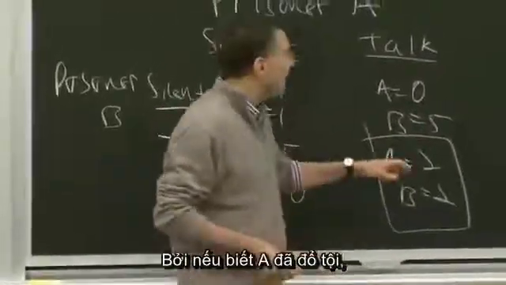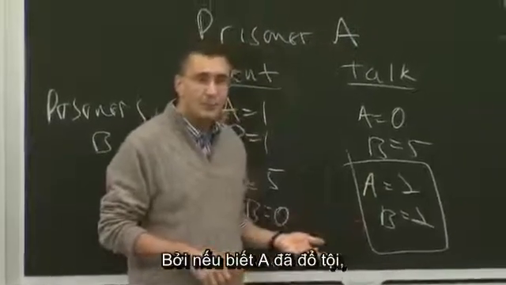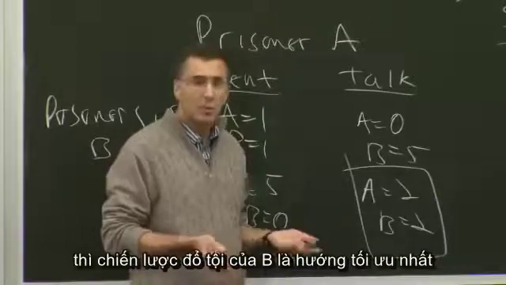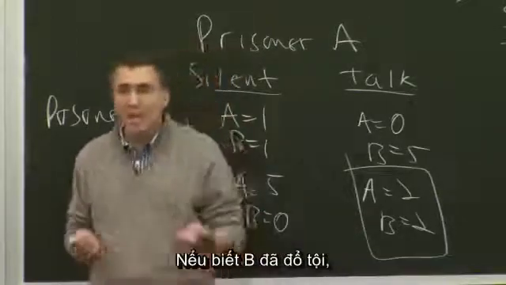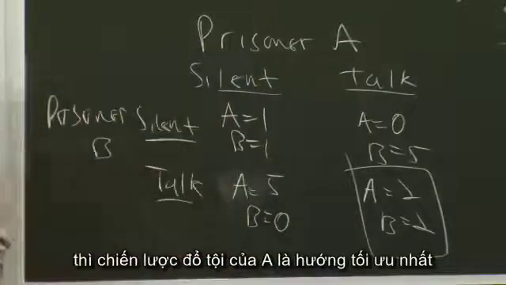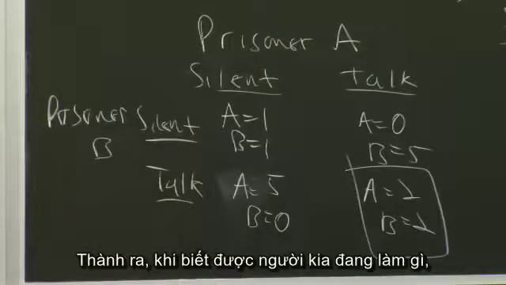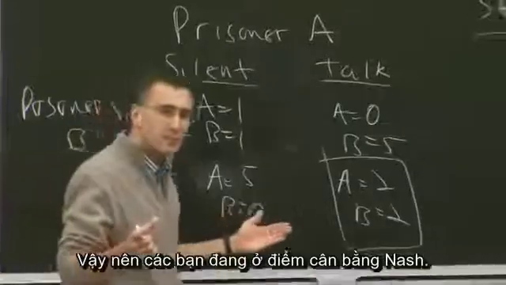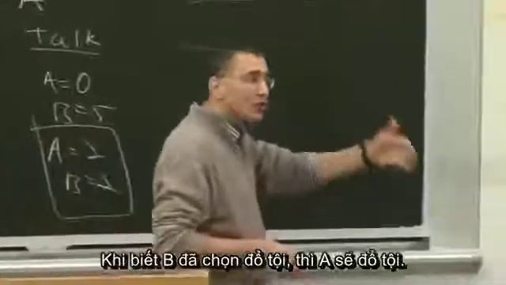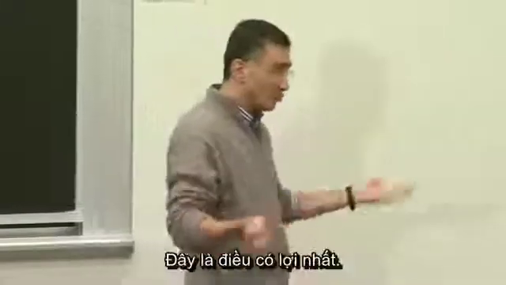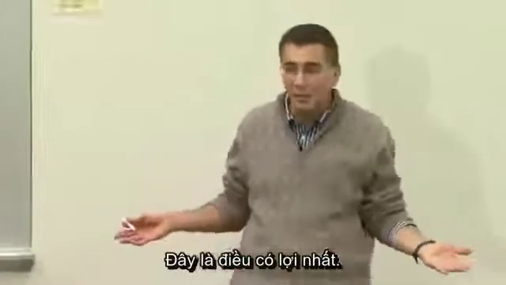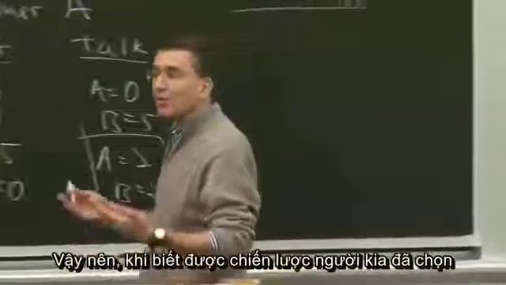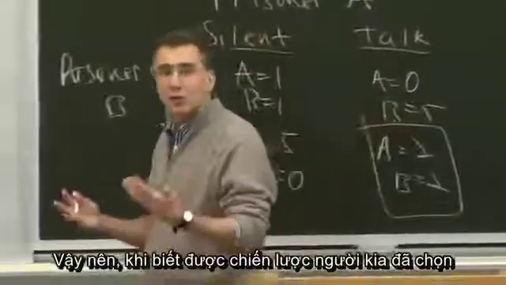Because given that A has talked, B's strategy, which is talking, is the optimal thing to do. Given that B has talked, A's strategy, which is talking, is the optimal thing to do. So given what the other person's doing, each person's doing the right thing. So you're in Nash equilibrium. Okay. Given that B has chosen to talk, A is talking. That's the profit maximizing thing to do. Given that A is talking, B is talking, that's the profit maximizing thing to do. So given the strategy the other player's chosen, that's an equilibrium.